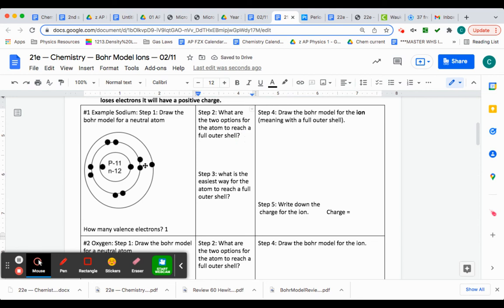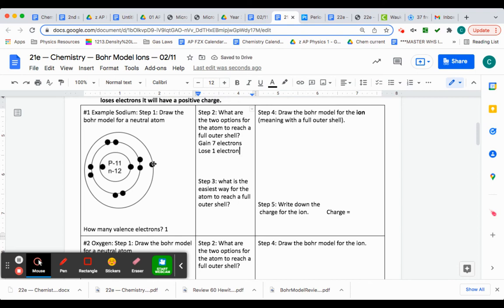All of that should have been reviewed. We've done it before. So what are the 2 options for the atom to reach a full outer shell? There's 2 things that could happen. Option 1 is that it could gain 7 electrons. That is an option because right now there's 1 in the outer shell. If you gain 7, you'll get to 8. The other option is to lose 1 electron. Those are your 2 options.